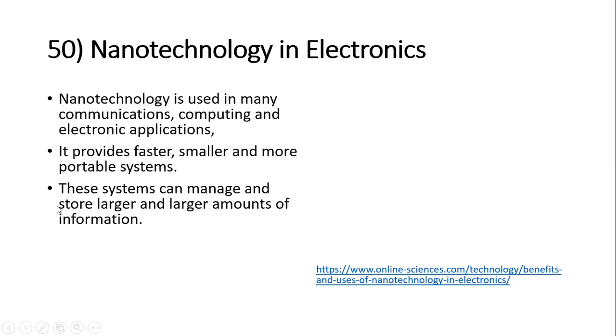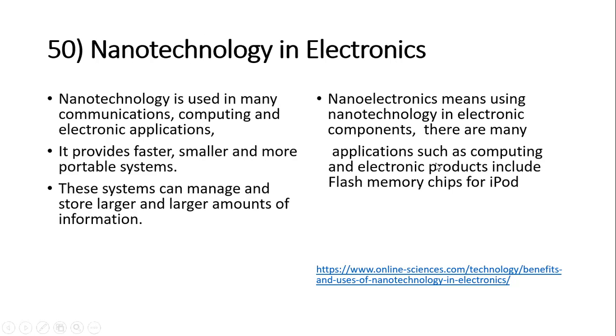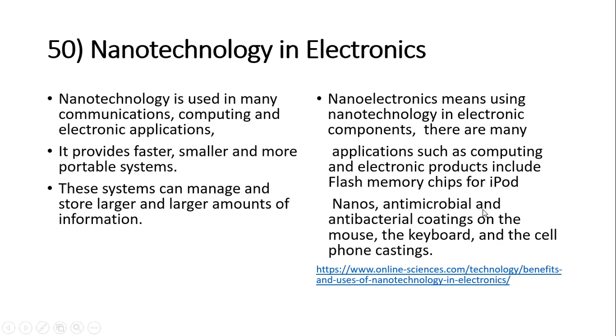The system can manage and store larger. That's what it means, store larger and larger amounts of information. Nanoelectronics means using nanotechnology in electronic components. There are many applications such as computing and electronic products, including flash memory chips for iPod, and antimicrobial and antibacterial coating on the mouse, the keyboard, and the cell phone.